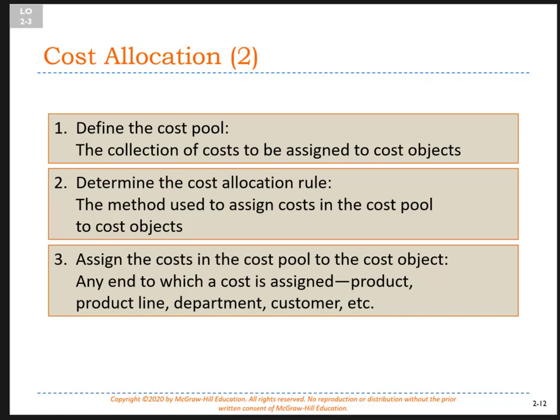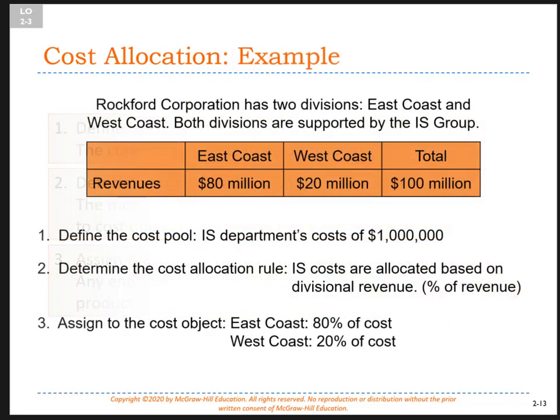So you figure out what the costs are involved. You figure out what rule you're going to use to allocate it. Remember, it's an estimate. It's not going to be perfect. And then you assign the costs, which are then going to be used in the process of coming up with cost of goods sold or whatever the decision-making tool we need to use.